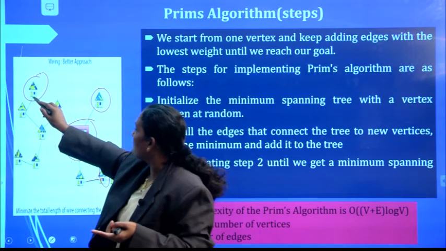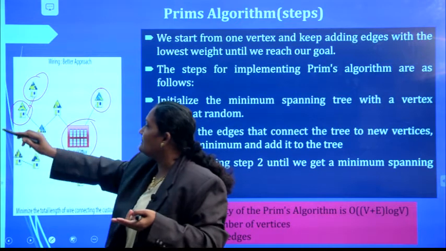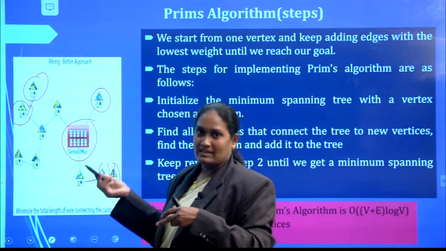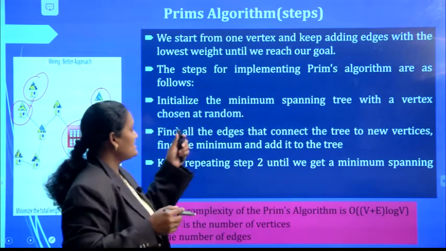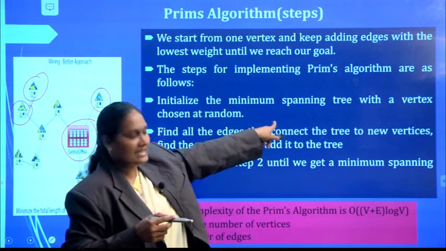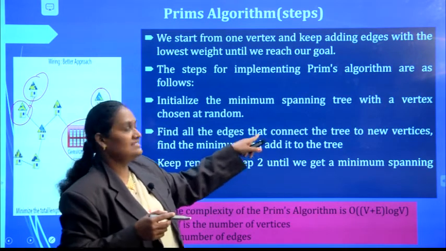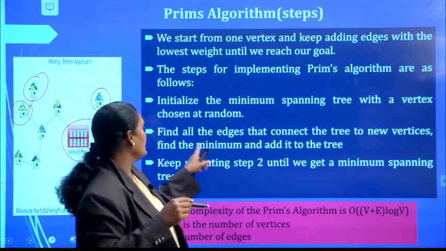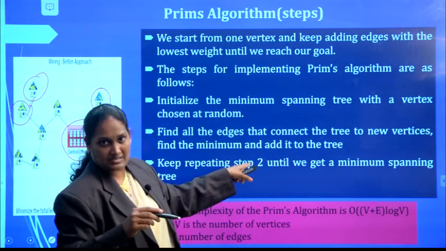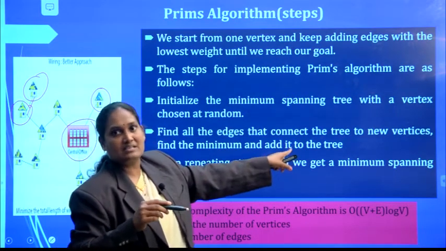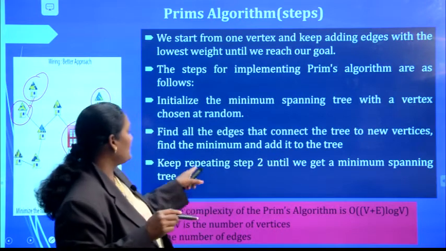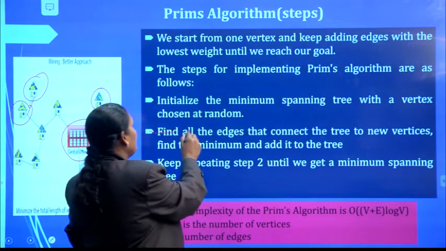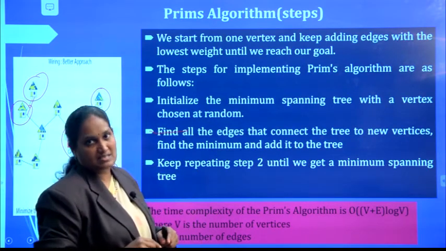We find the minimum cost edge and add that edge to the solution, that is, that edge to the vertex. So first we initialize by selecting one vertex randomly, and second we find all the edges that connect that particular vertex which have minimum cost, and we add that minimum cost edge to the tree, and keep repeating step 2 until we get a minimum cost spanning tree.